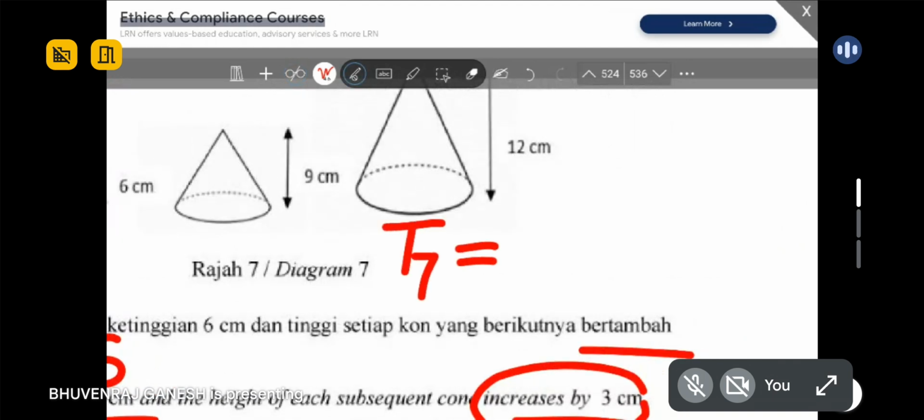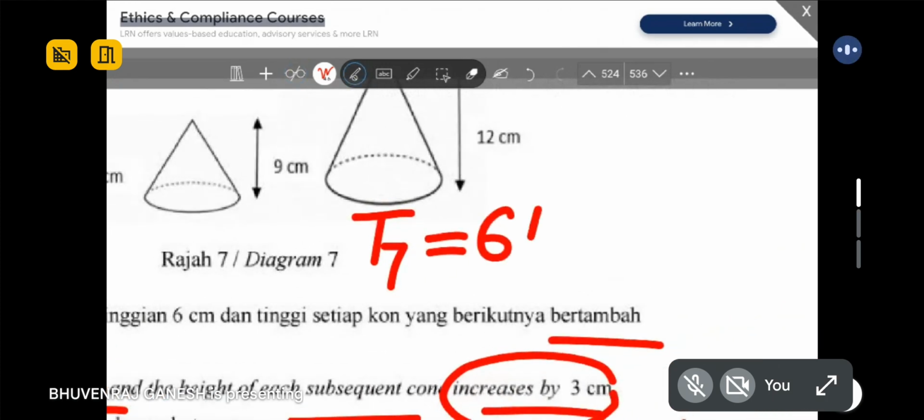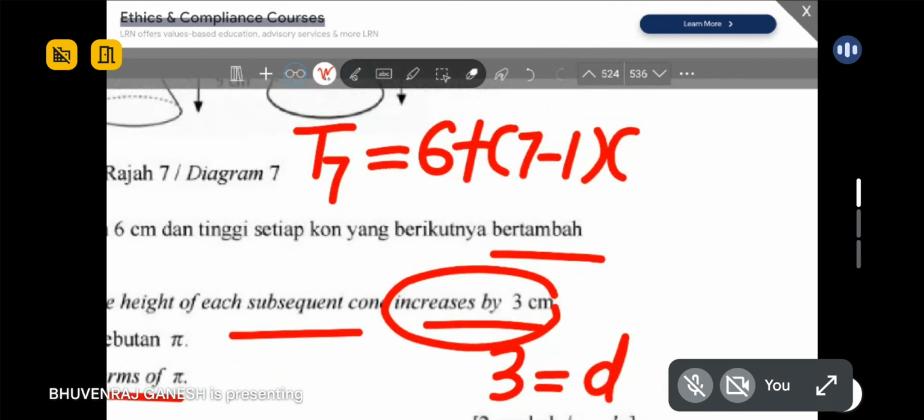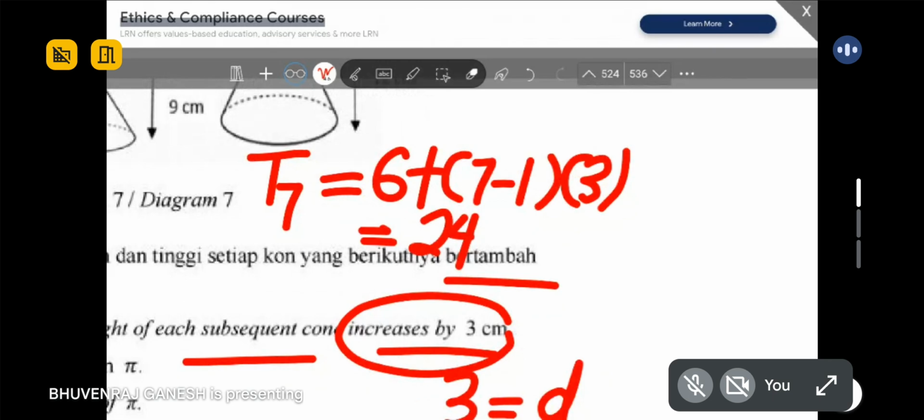Am I right? Tn equal to a plus n minus 1 d. So your A value is 6. You put 6. Your N value is 7. Your D value is 3. So you press calculator this one. You will get how much? You will get 24. 24. Okay, so this is the height of the 7 cone.